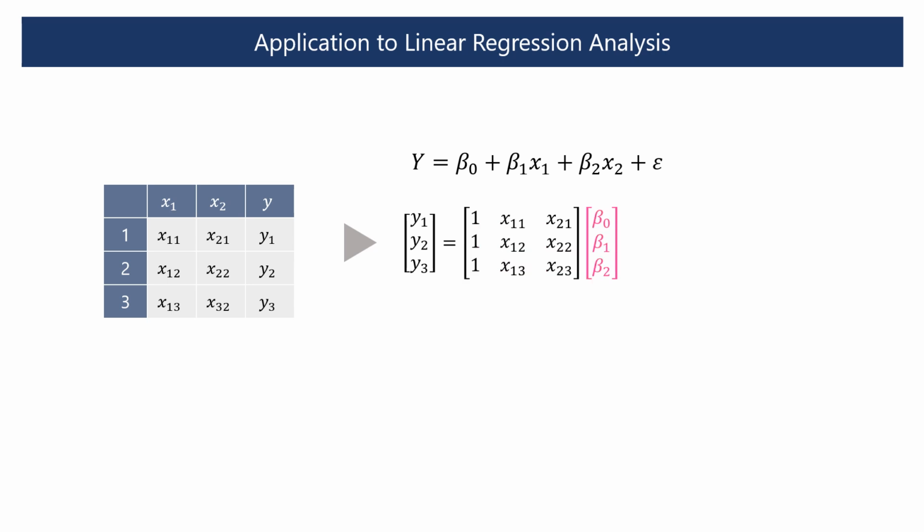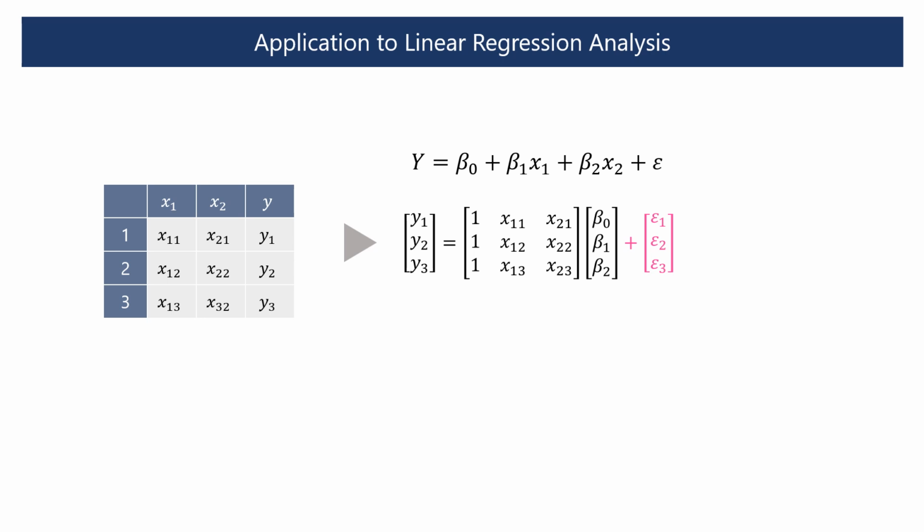The regression coefficients beta can be represented as a 3 by 1 vector. It consists of the intercept and regression coefficients of two independent variables. And the error term can be represented as a 3 by 1 vector.